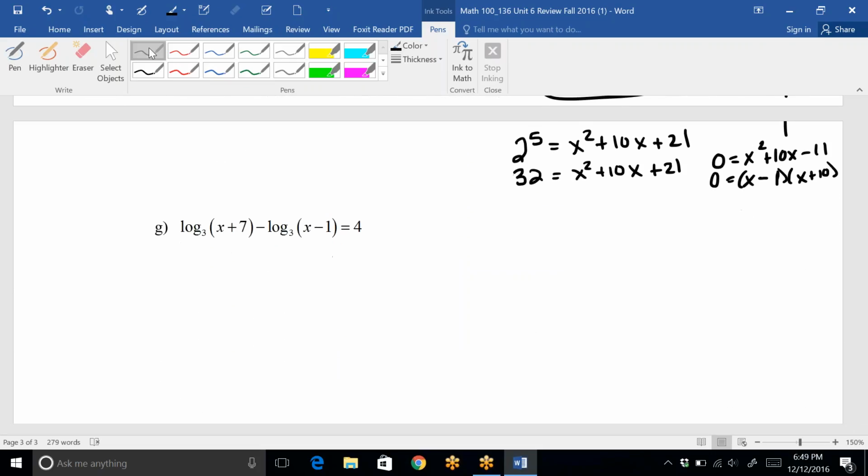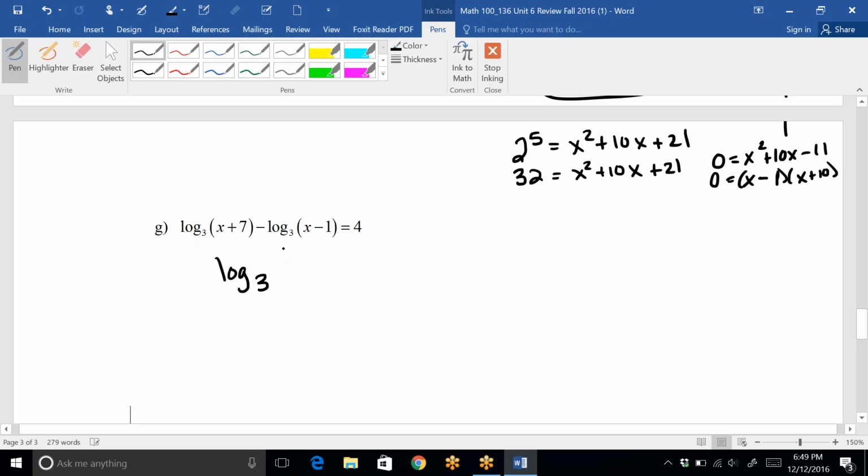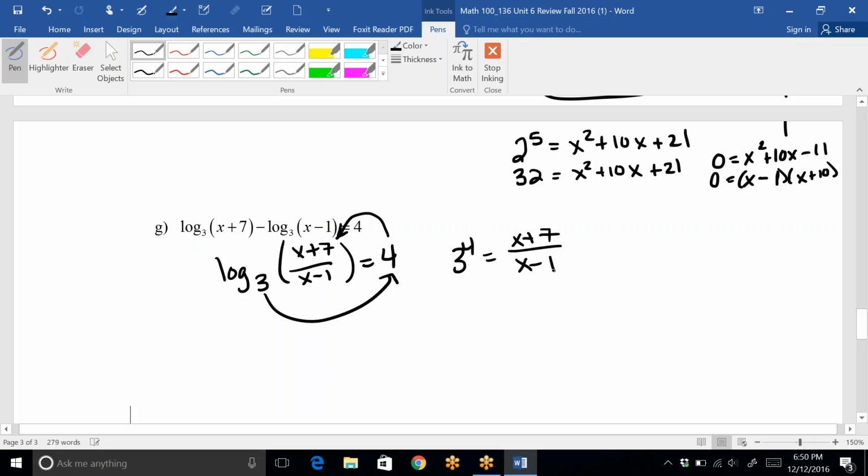Similar thing for G. You've got subtraction between them, but this side does not have a log, so we have to do the combining property. When you have subtraction, it turns into division, the first log's argument over the second log's. Then we still do our spiral to turn this into an exponential. So 3 to the 4th equals (x plus 7) over (x minus 1).